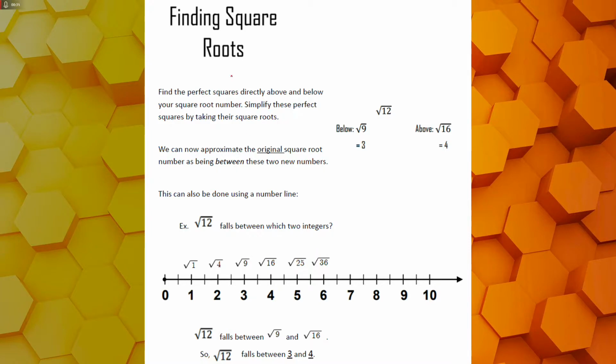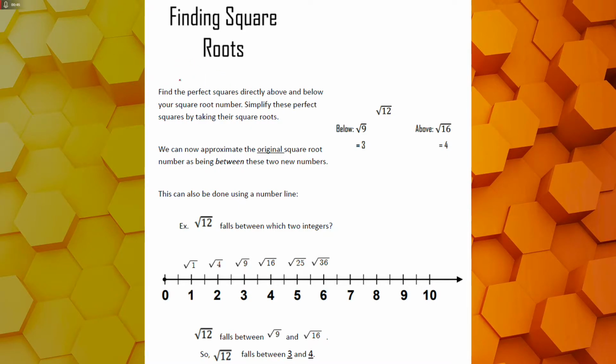Hello class, today we're going to continue talking about finding square roots. So in our last video we talked about those perfect squares, right? Those are those numbers that you get when you multiply one number times itself. So 2 times 2 is 4, which means 4 would be a perfect square.